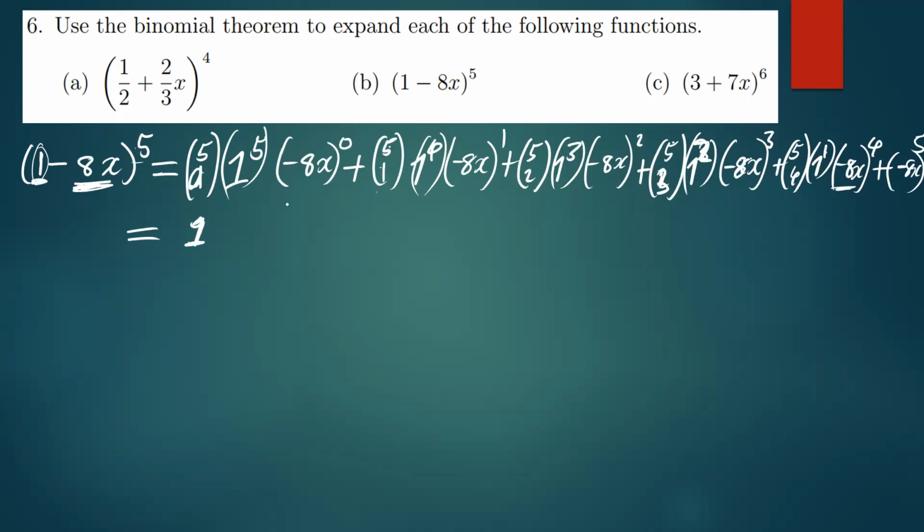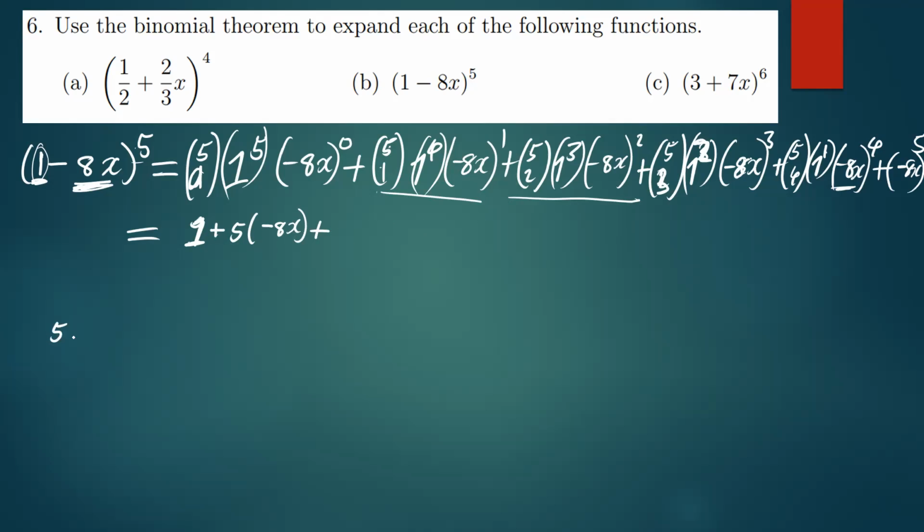It gives us what? 5. Yeah, so 5 choose 1 will give us 5. And we're going to have 5 times negative 8x. Okay, let me just say plus 5 times negative 8x. And we have another term there, which is the third term, 5 choose 2. So we write our 5 choose 2 there, find our 5 choose 2.